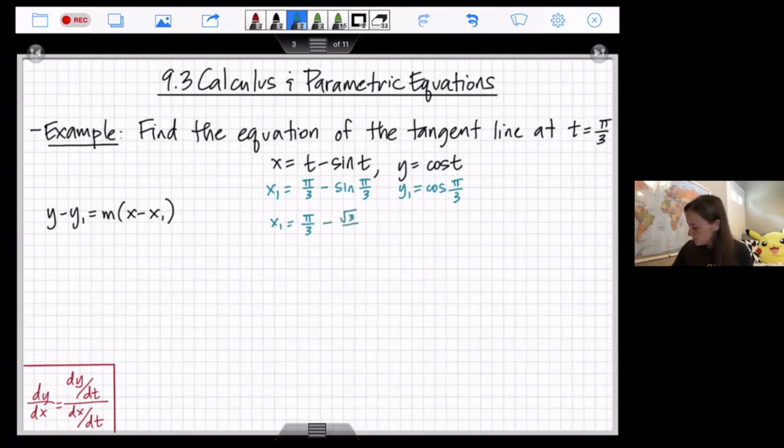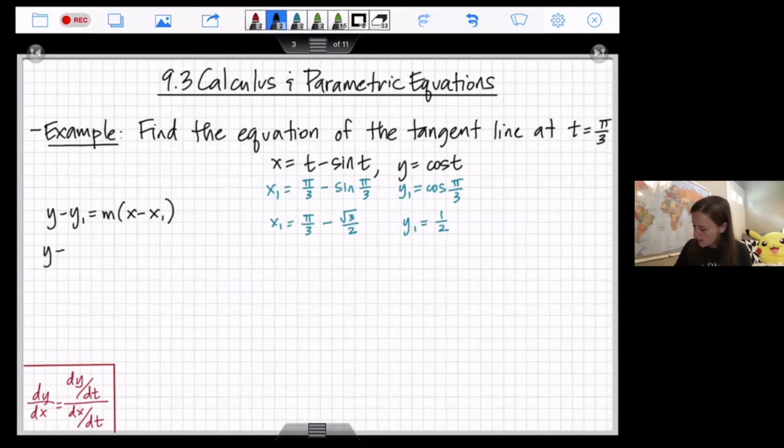So your x coordinate is not pretty. Pi over 3 minus root 3 over 2, whatever. It's just a number, we'll work with it. Cosine of pi over 3 is a much happier number. That's just 1/2. So we're going to plug in over here.